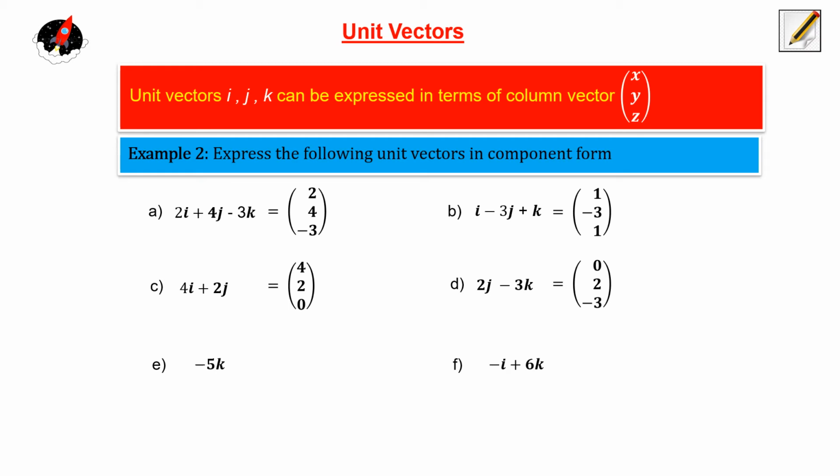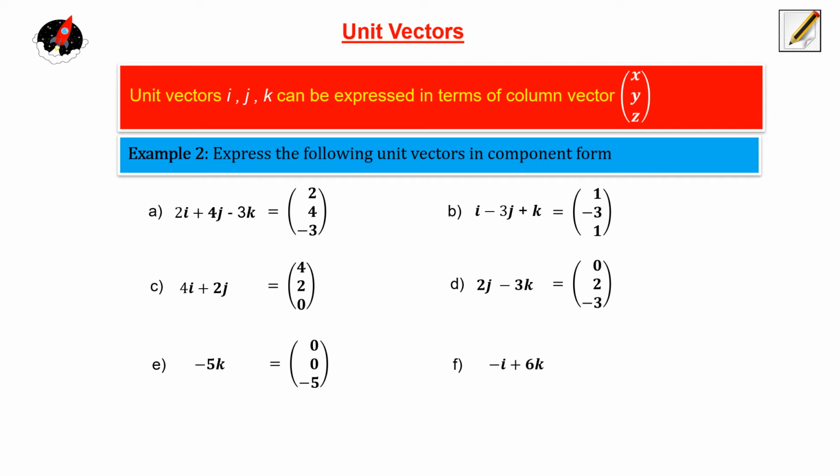For E, we just have negative 5k, so there is no i term, so that means the x component is 0. There's no j term, so the y component is also 0. We only have a k term, and that will be minus 5. So the column vector for negative 5k is 0, 0, minus 5.